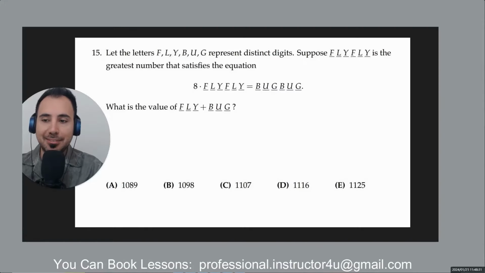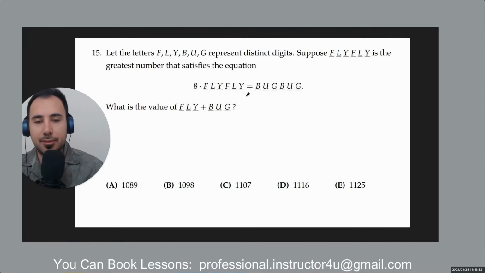Problem 15. Let's first read it. Let the letters FLY and BUG represent distinct digits. Suppose FLY is the greatest number that satisfies this equation: 8 times FLY is equal to BUG. What is the value of FLY plus BUG? Okay, so when you see this question, immediately you have to remember 1001, right? That these numbers are being multiplied by something like this, okay?